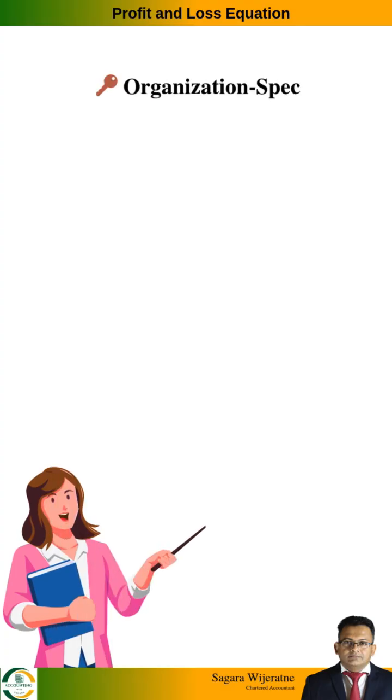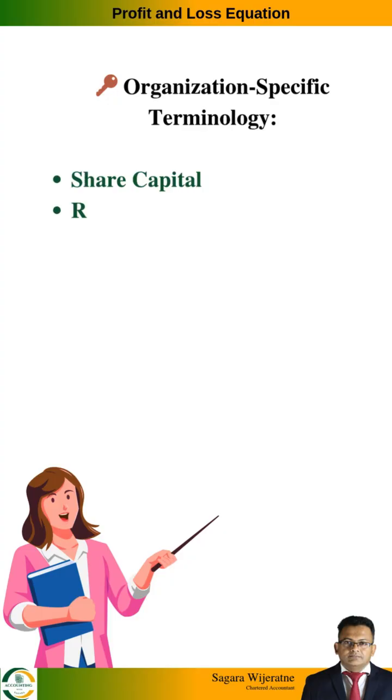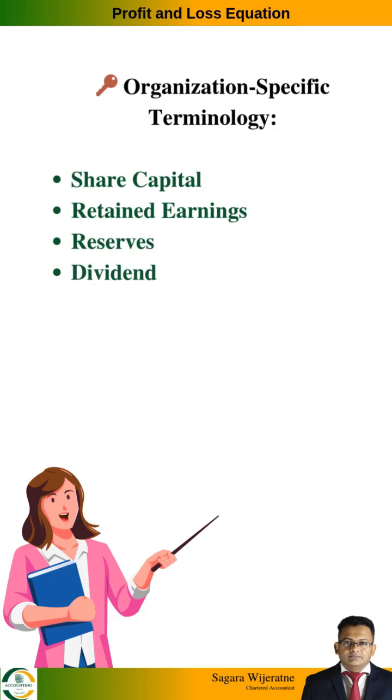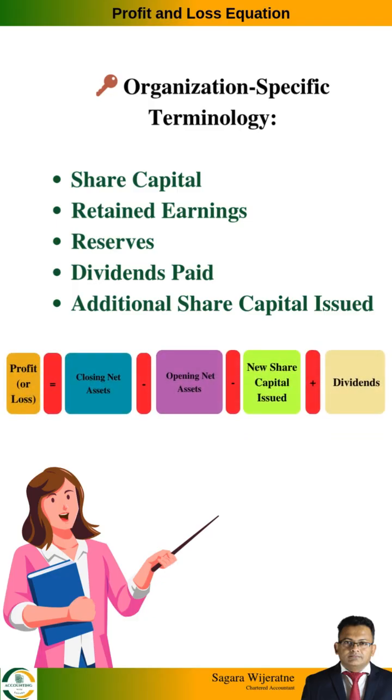Organization-specific terminology for the profit or loss equation. Share capital, retained earnings, reserves, dividends paid, similar to drawings for owners. Additional share capital issued. Equation. Profit or loss equals closing net assets minus opening net assets minus new share capital issued plus dividend.